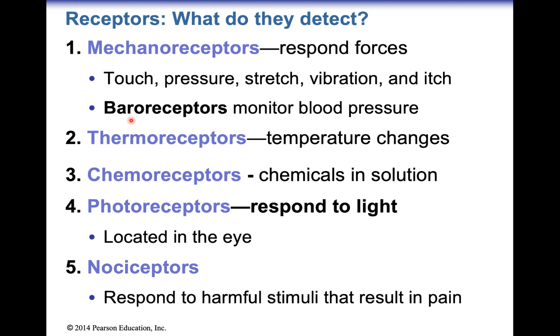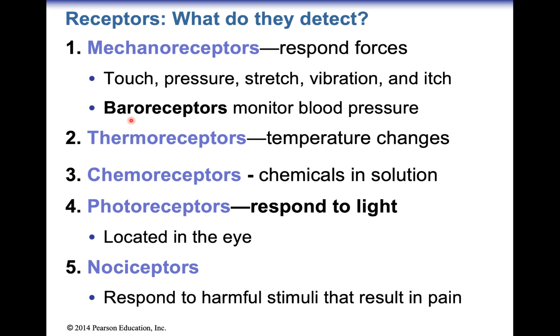The second one is thermoreceptors. This measures temperature changes, so the prefix thermo. Chemoreceptors measure chemical changes, because it has the prefix chemo. Photoreceptors measure changes in light. We're the only place that humans have photoreceptors. Where's the only place we can perceive light? Well, in the eye.